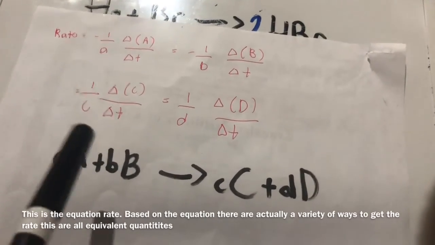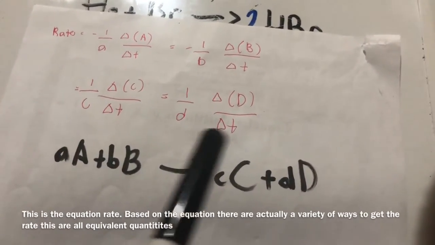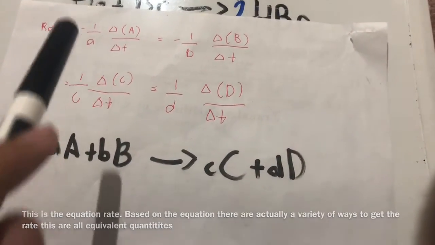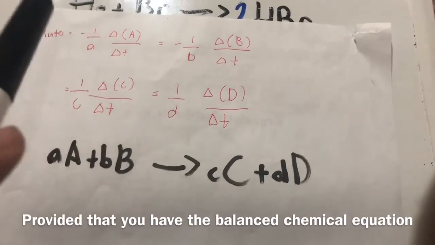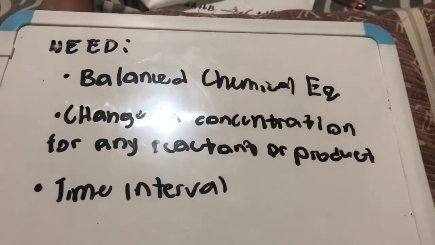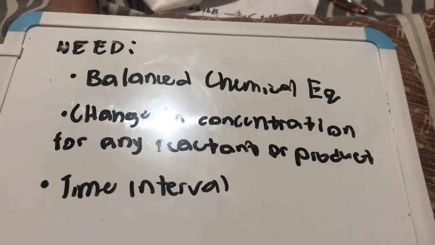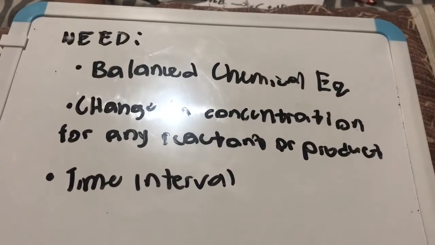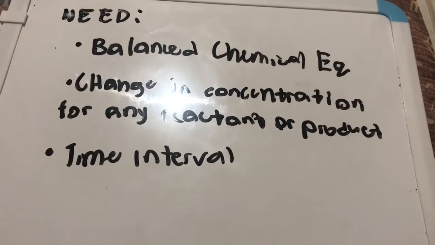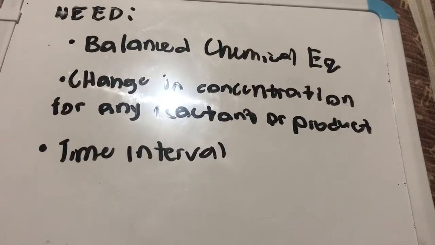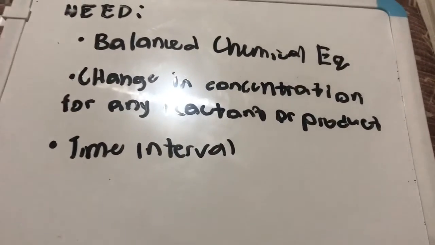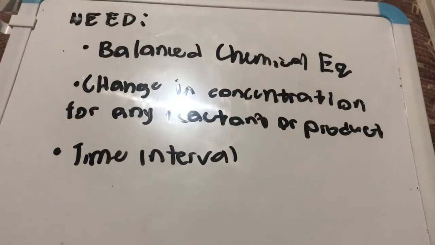Based on this equation, there's actually a variety of ways to get the rate. These are all equivalent quantities provided that you have the balanced chemical equation. So in general, the three things that you need to determine the rate of the chemical reaction are, like I said earlier, the balanced chemical equation. You also need the change in concentration for any reactant or product. Just one will do. And lastly, you need a time interval.